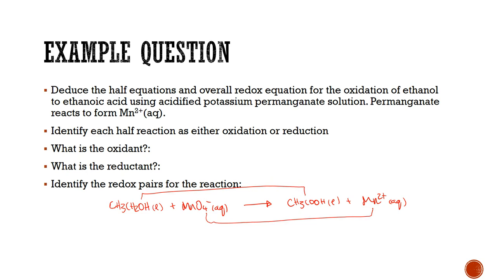So first things first, let's pull out our two half equations. CH3COOH, let's get rid of that acid on this side. We want the alcohol, and it's not.